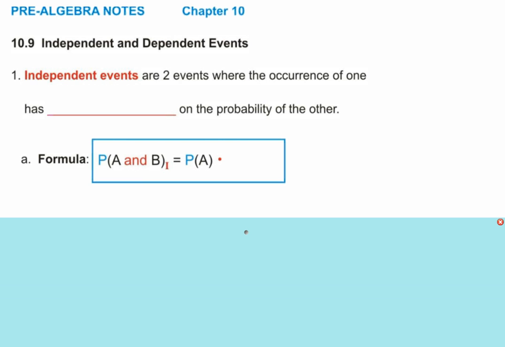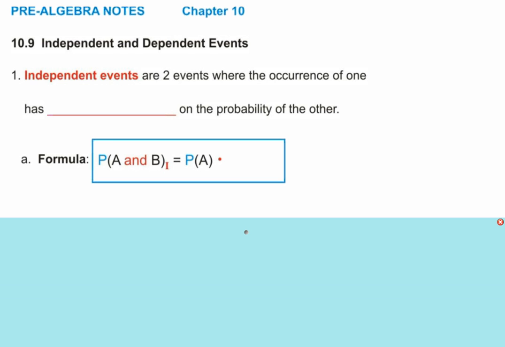Okay, so 10.9, the last thing that we're going to deal with this chapter is independent and dependent events. It's going to look similar to the probability we did earlier with the word "and" and the word "or." What you have to be careful about is to keep straight that these are different, and I'll try to explain that in a second. So we're going to have two terms: independent event and dependent event.